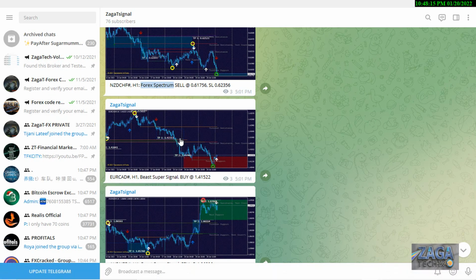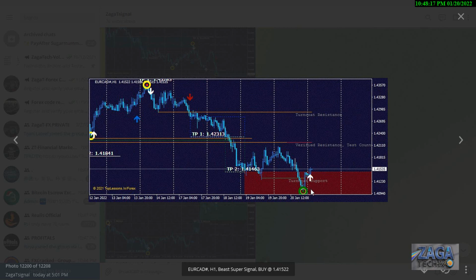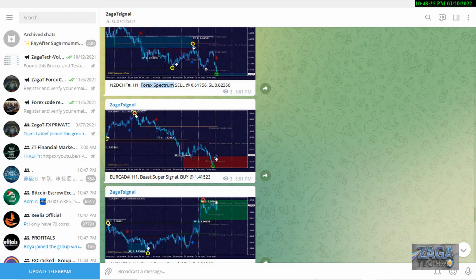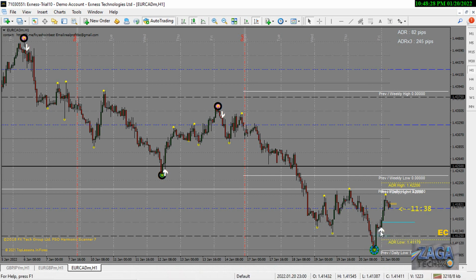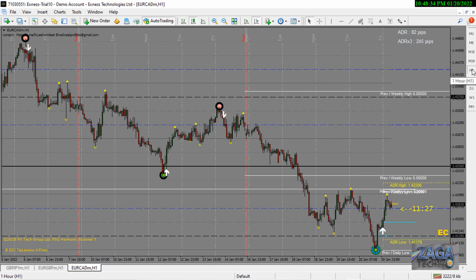This Euro card, open the chart. Now you see where the Euro card happened here. We have the last swing here, and we have the pullback, double sell and single, and a buy signal here. So if you check this chart, guys, it is correct here. Now, how do you trade this, guys? This is H1 time frame.